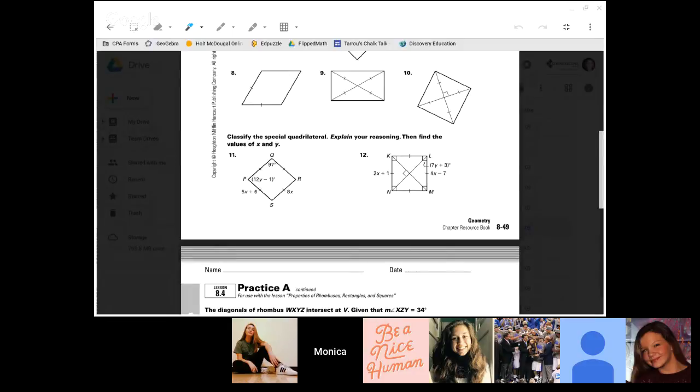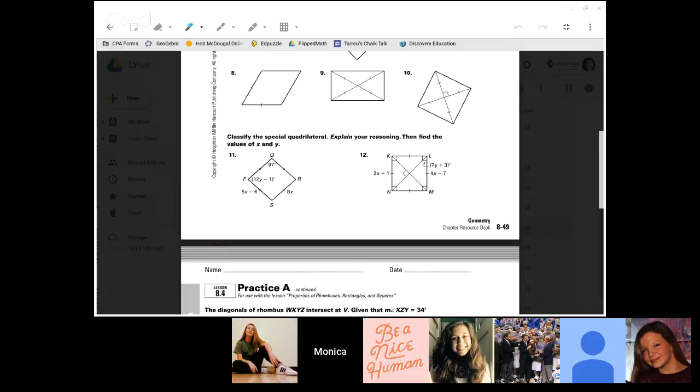All right, Megan, so for number 11, what shape did you get that it is? Okay, so the properties of a rhombus that we know would apply to this are that it has four congruent sides. We don't know anything about the diagonals on this one. So that would be your explanation, that it has four congruent sides. Okay. And then for number 29 from the bookwork.